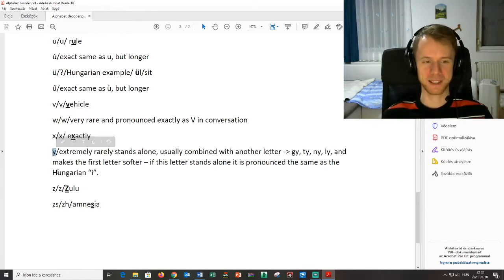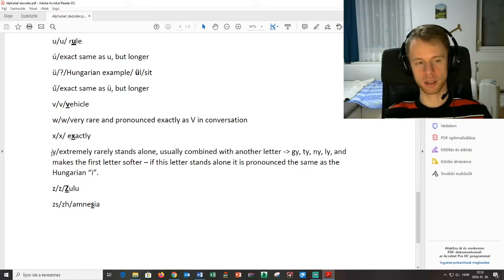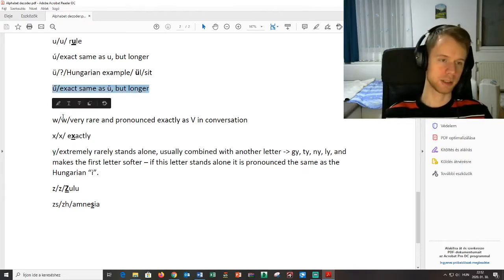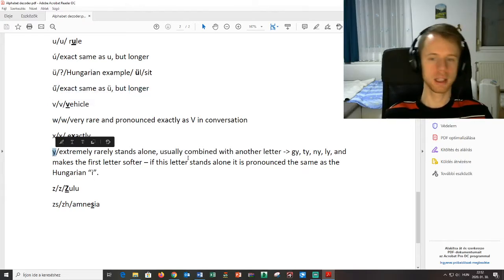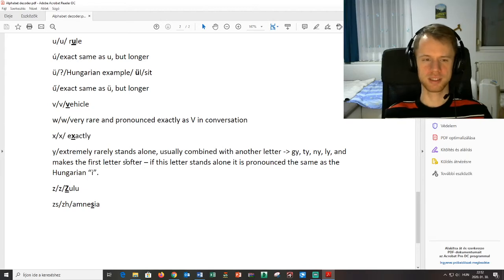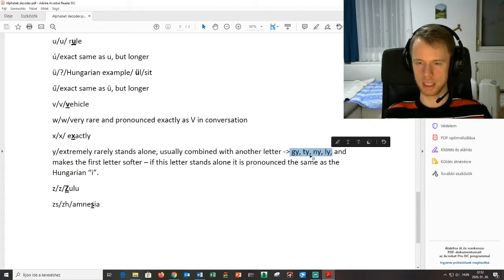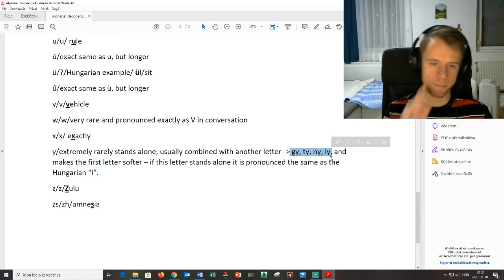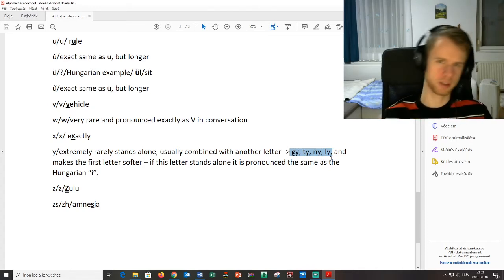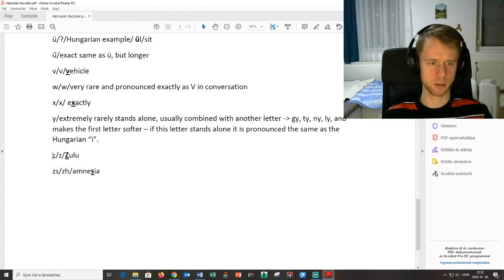Y. Well, this is epsilon. This is the other exception, actually. Yeah, dupla V and epsilon. So you don't really use this alone by itself. You only use it to create new letters. So ny, or gy. The only time when it's alone is again in a foreign word or in somebody's name. But you very rarely see this alone.